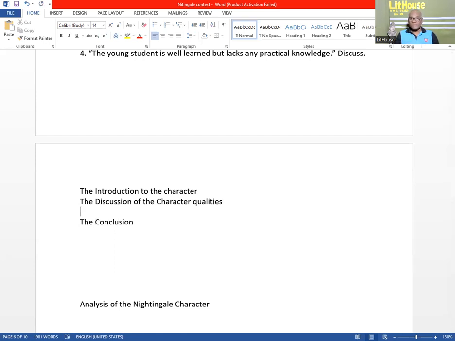Discussion of the character quality. This is the longest, lengthiest part of your essay, because you have to discuss so many qualities.